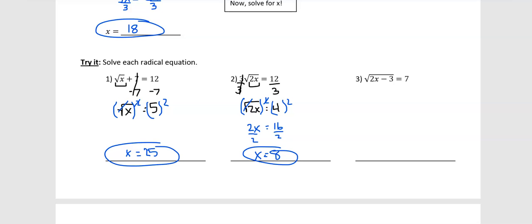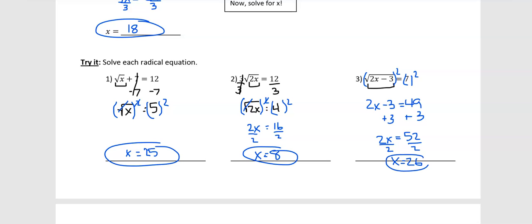Okay? This one's nice because look, there's nothing on the outside of the radical. Don't try to add 3. The 3 is stuck inside the radical. So this entire thing is my radical expression right here. So there's nothing to move. So we're actually right at this step. I'm going to get rid of the radical at the very beginning because there's nothing on the outside to move. So 2x minus 3 equals 49. Add 3 on both sides. And then divide by 2. Okay, so x equals 26.